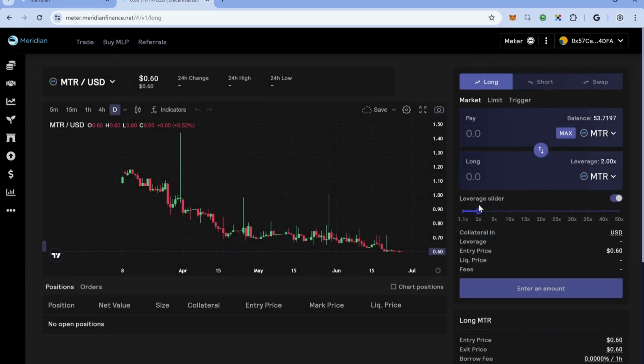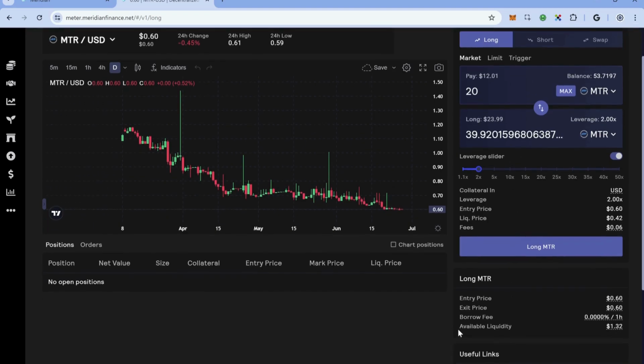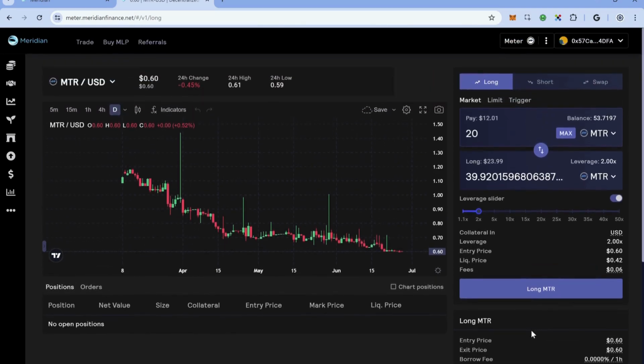All right, so going back to the dashboard, I will once again go with 20 meter. There is a small fee when you make these trades. You can see more information right here as far as your trades, 2x, entry price, liquidation level or threshold, and borrowing fees, available liquidity, and a lot more.